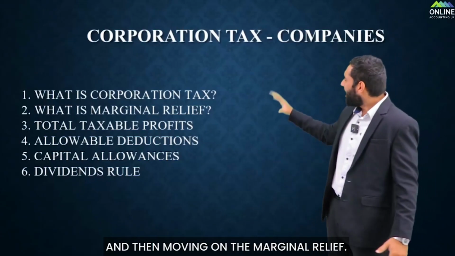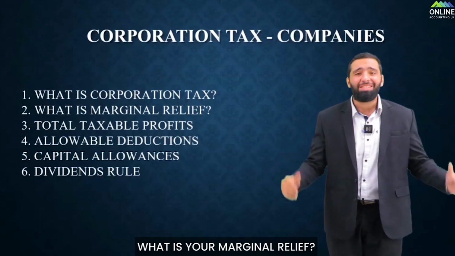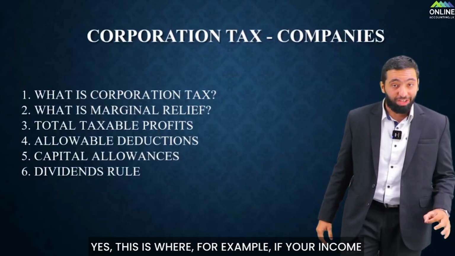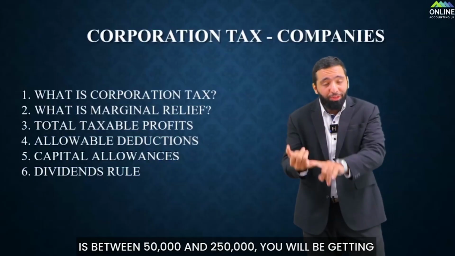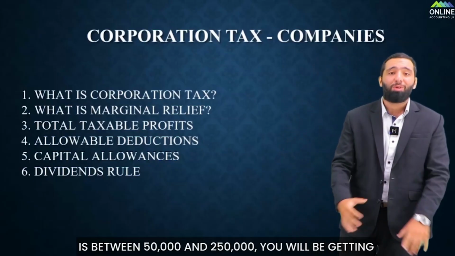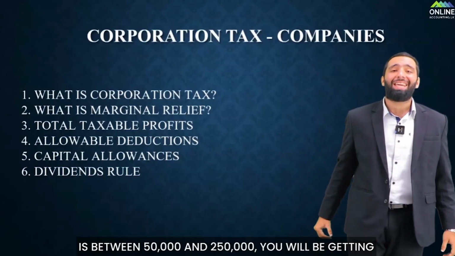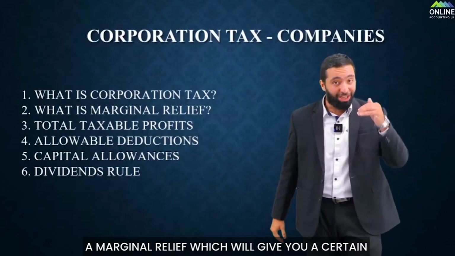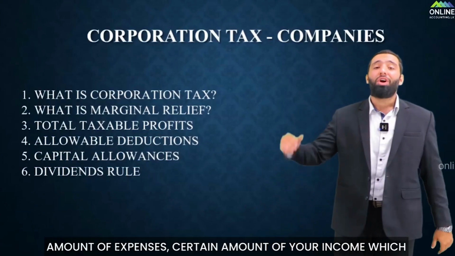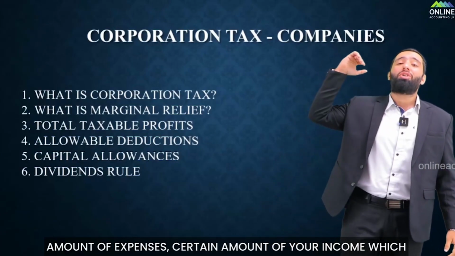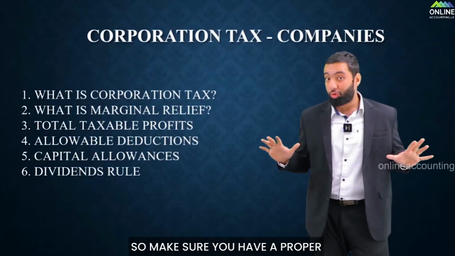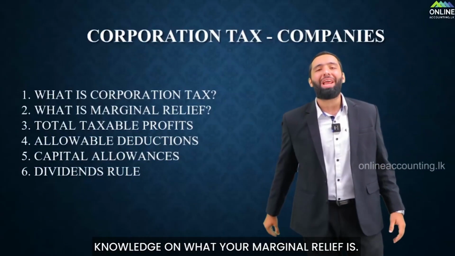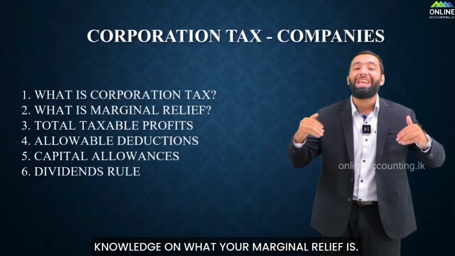And then moving on, the marginal relief. What is your marginal relief? Yes, this is where, for example, if your income is between 50,000 and 250,000, you will be getting a marginal relief, which will give you a certain amount of expenses, a certain amount of your income, which will be reduced for your taxes. So make sure you have proper knowledge of what your marginal relief is.